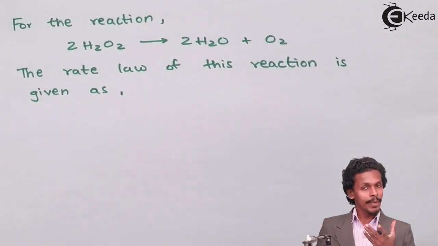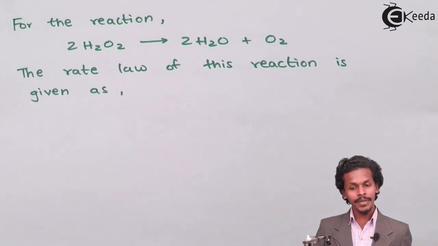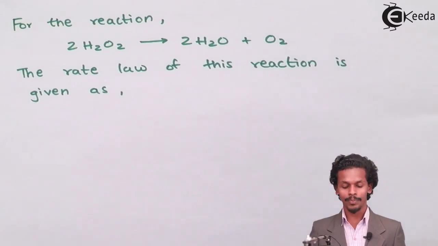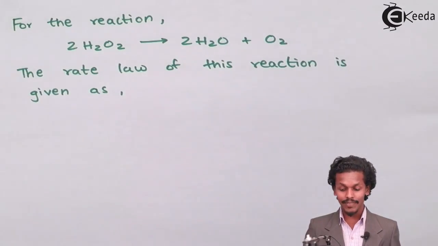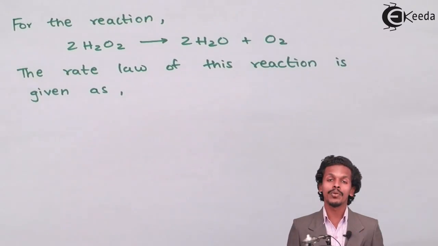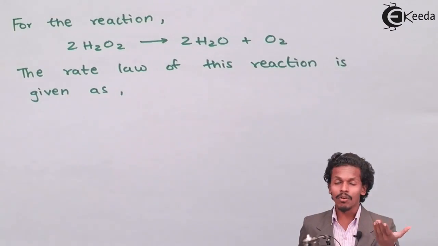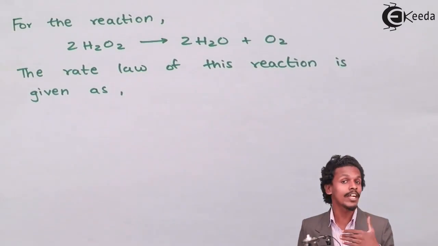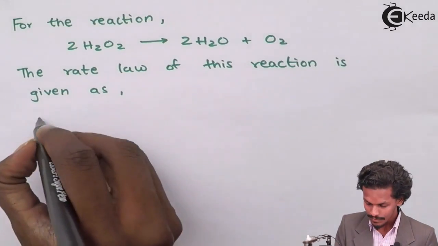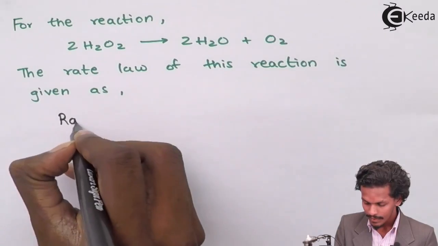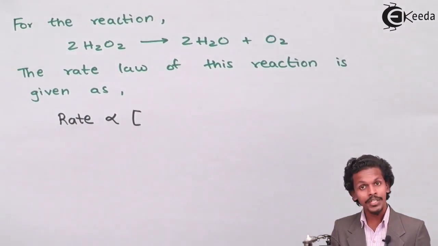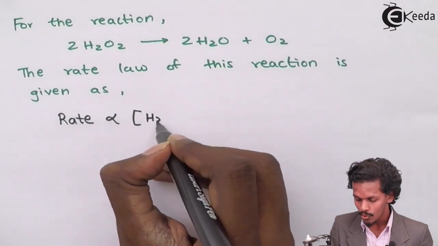I have mentioned an example in this case. Two times hydrogen peroxide will give you 2 times H2O plus O2. So the rate law of this reaction is given as what? As you already know, the rate law depends on the concentration of reactant only. So in this case, I would write the rate law as rate is directly proportional to the concentration of reactant. In this case, the concentration of reactant is H2O2.